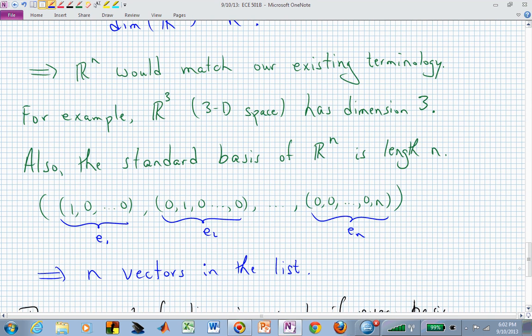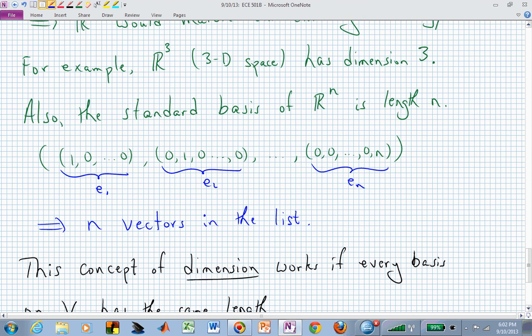For example, the three-dimensional space R3, we would say that has dimension 3. Also, the standard basis of R to the n is of length n, and you can look at that in this list of vectors, e sub 1, e sub 2, on up to e sub n. That list contains n vectors, and they are linearly independent, and because of that list being linearly independent and spanning all of R to the n, that forms a basis, and it would be nice if that particular space, R to the n, had dimension n.